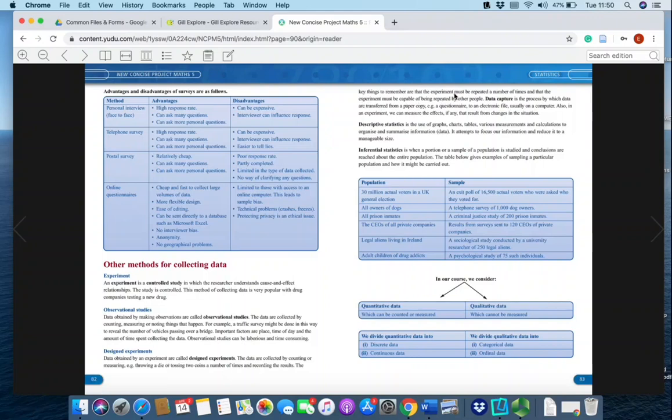So the key things to remember with the designed experiment is that it must be repeated a number of times and that the experiment must be capable of being repeated by other people. Data capture is the process by which data is transferred from a paper copy, e.g. a questionnaire, to an electronic file, usually on a computer.